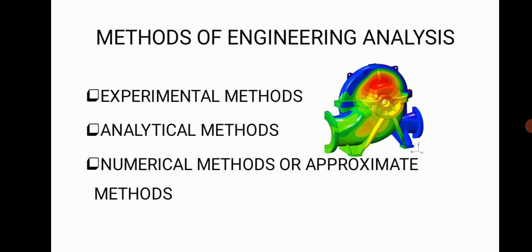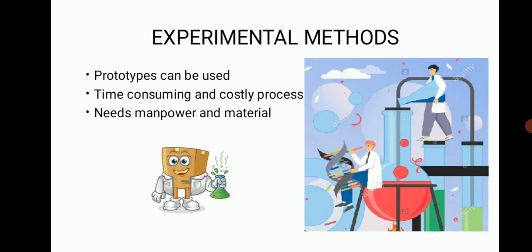So before that, we want to know the methods of engineering analysis. There are three methods of engineering analysis, that are experimental methods, analytical methods, and numerical methods or approximate methods. So first we want to see the experimental method.